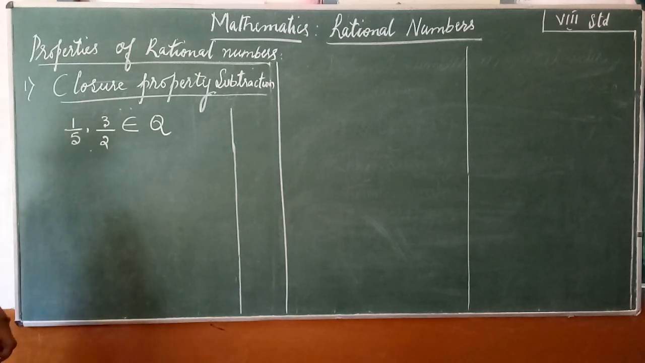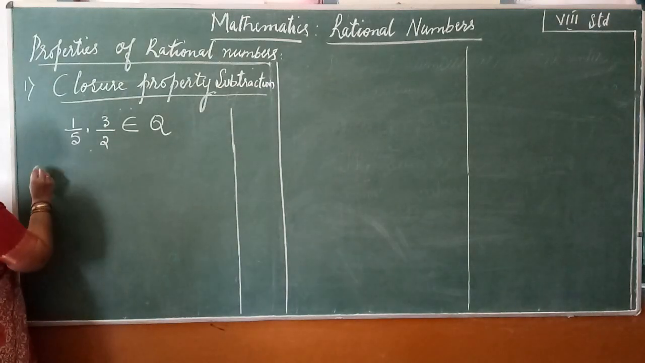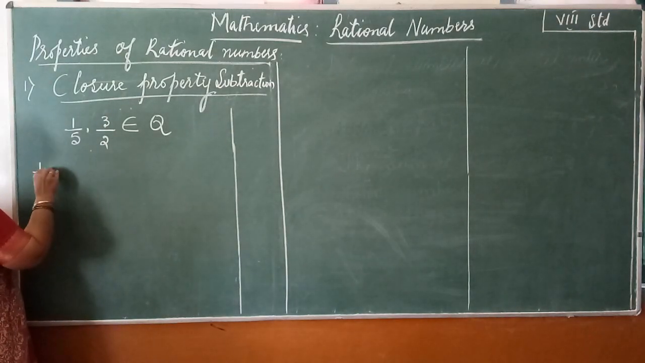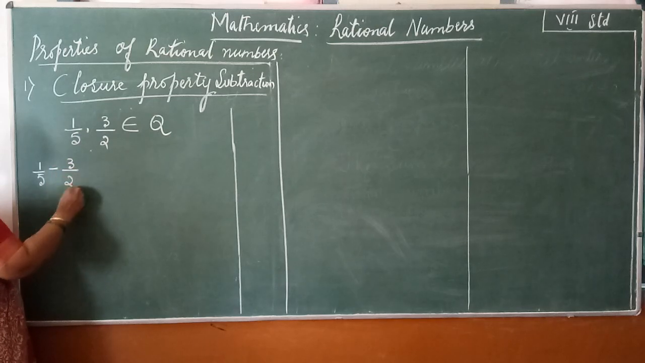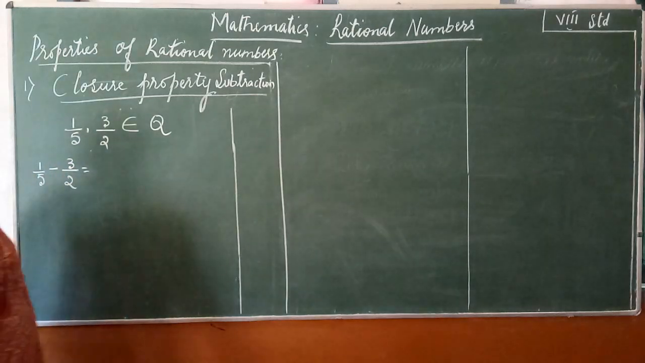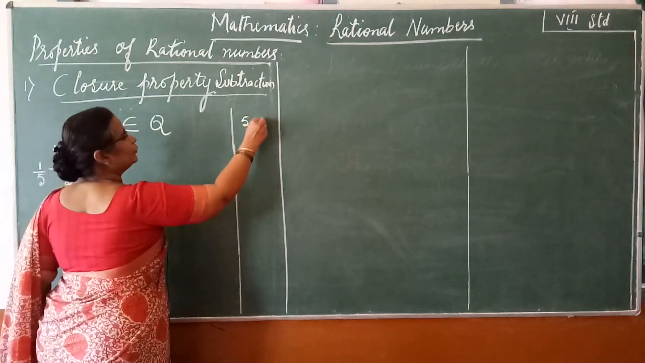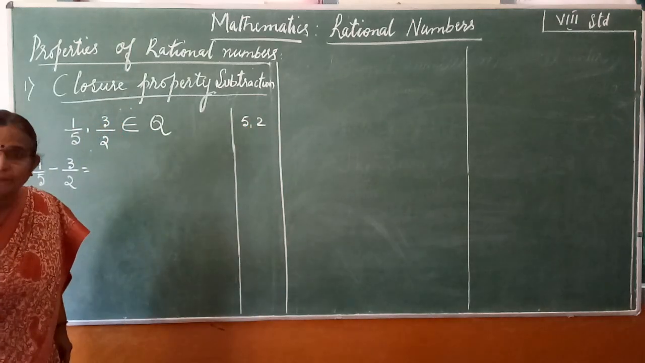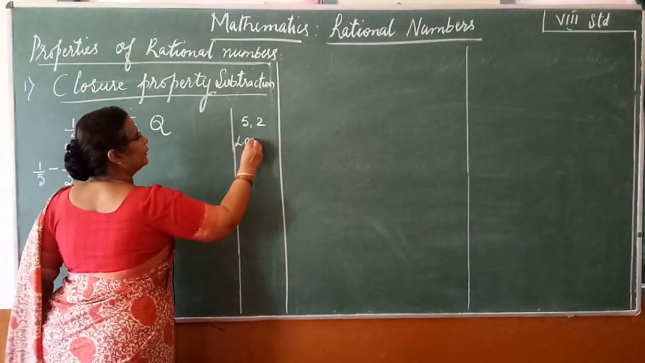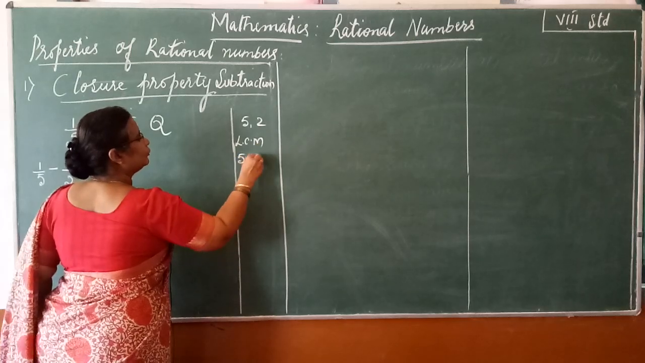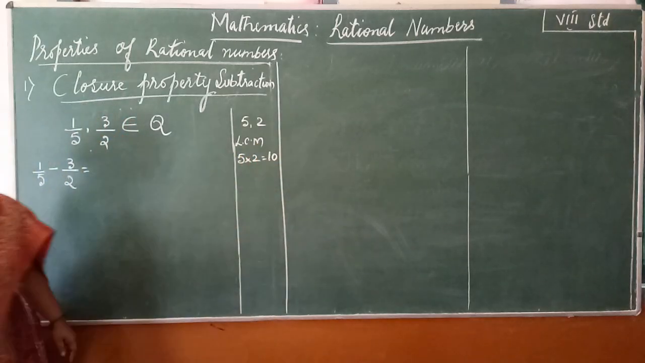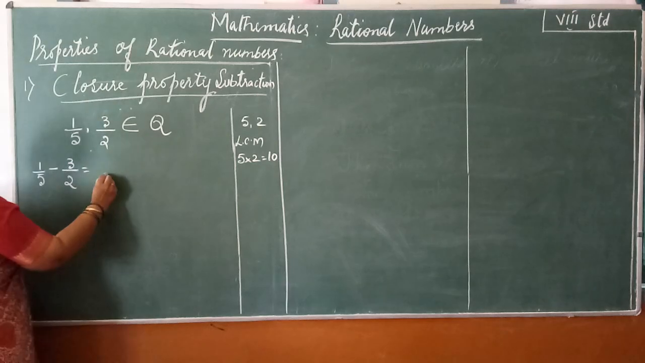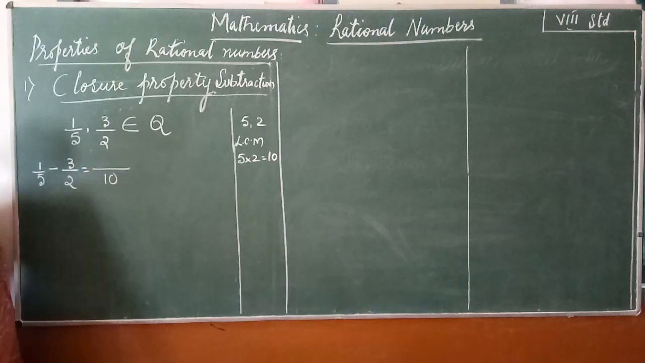But procedures goes same for addition and subtraction of rational numbers. Addition and subtraction of fractions, you have to take LCM and simplify. So 1 by 5 minus 3 by 2. Follow the same procedure, take the LCM of 5 and 2. Since both are prime factors, LCM will be 5 into 2 is equal to 10. LCM is 10. I will write it here.